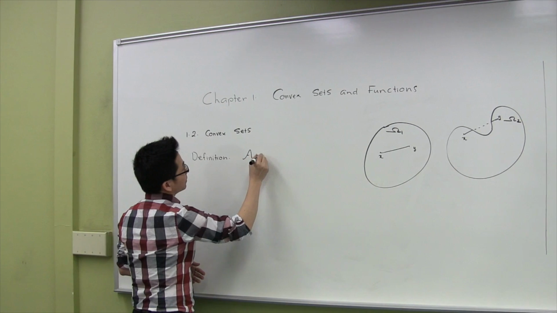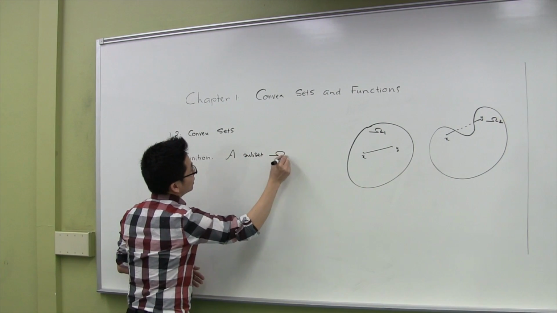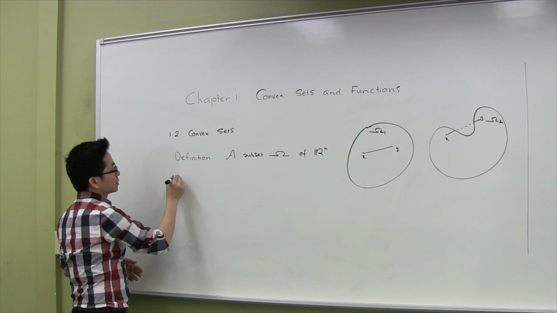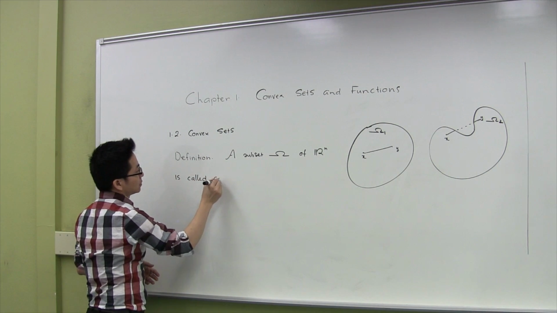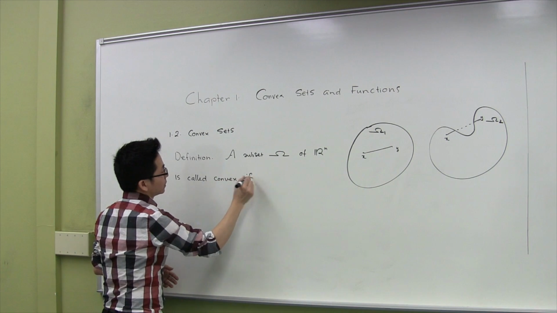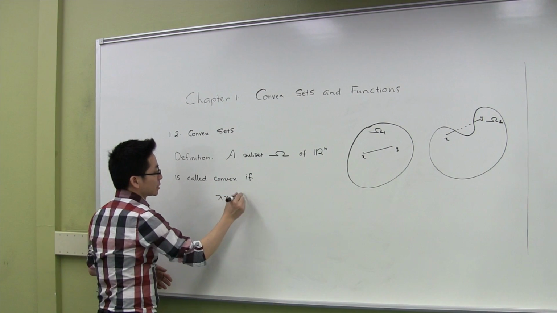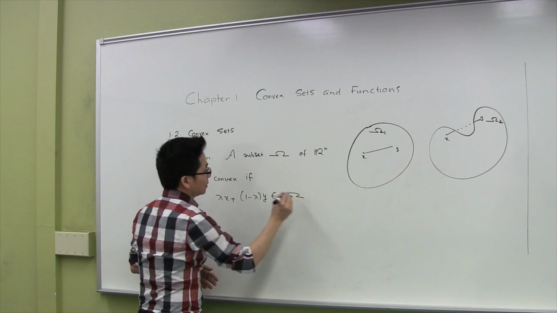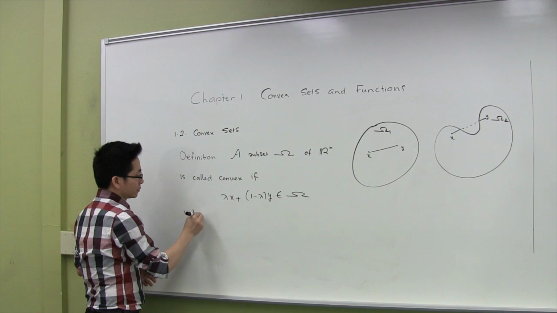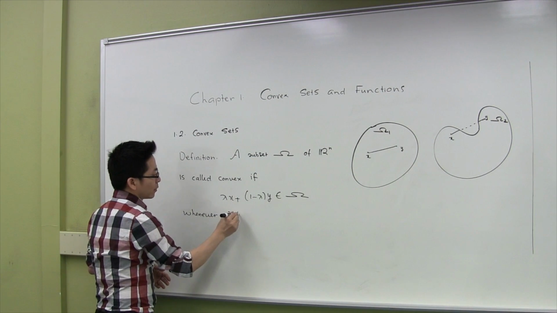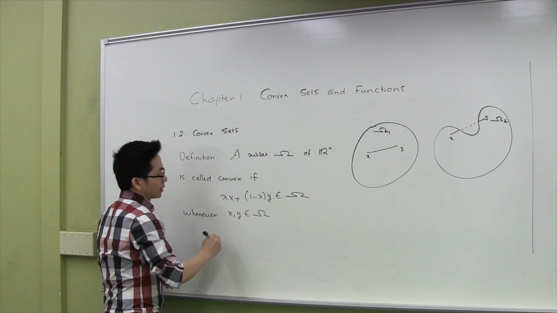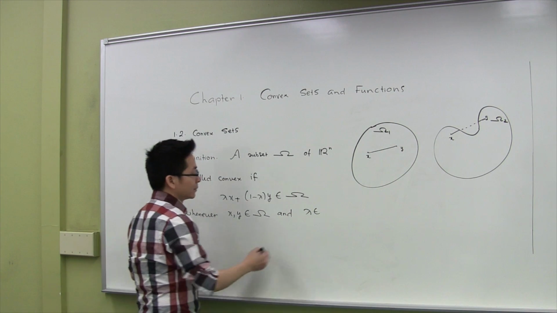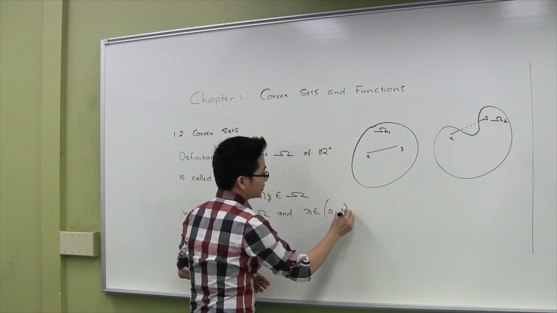A subset omega of Rn is called convex if lambda x plus 1 minus lambda y belongs to omega whenever x and y are in omega, and lambda is any real number in the open interval 0, 1.